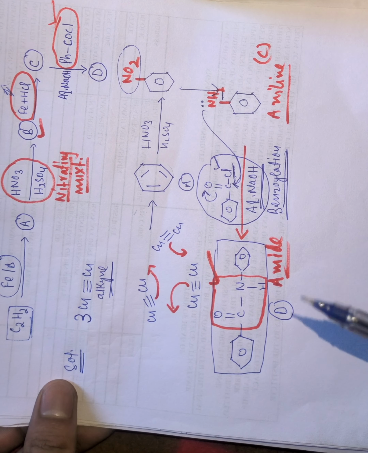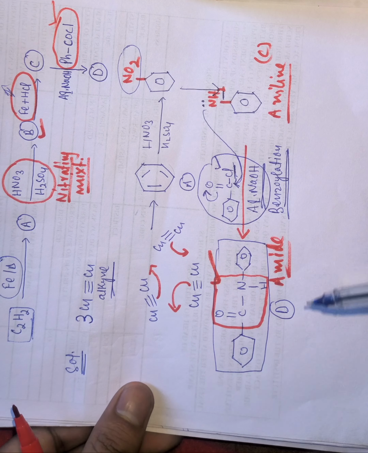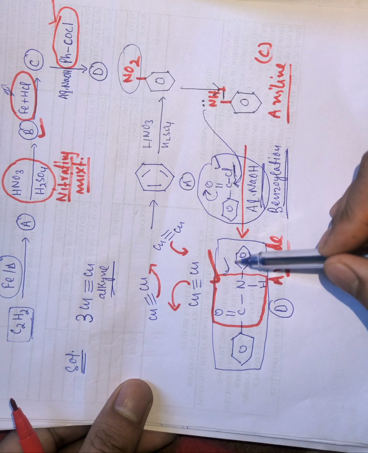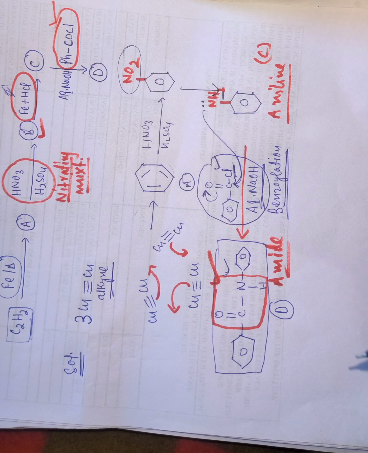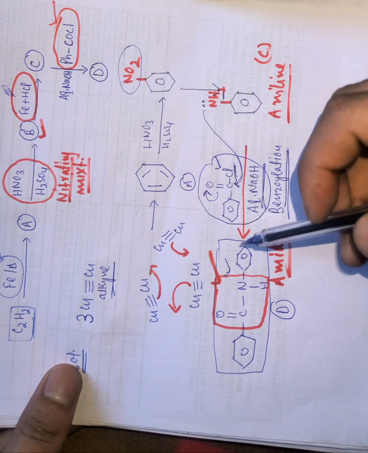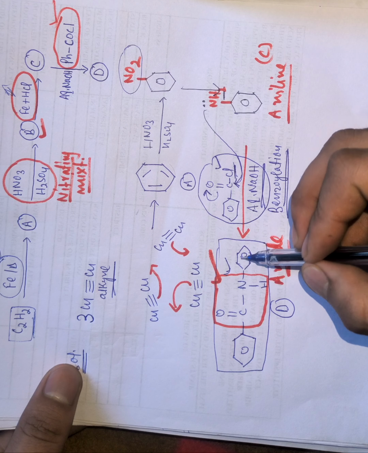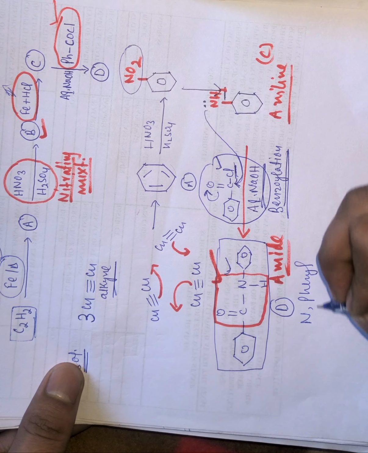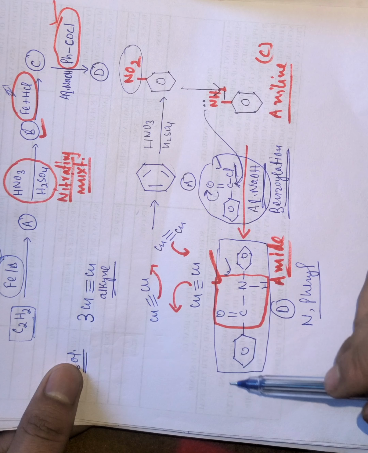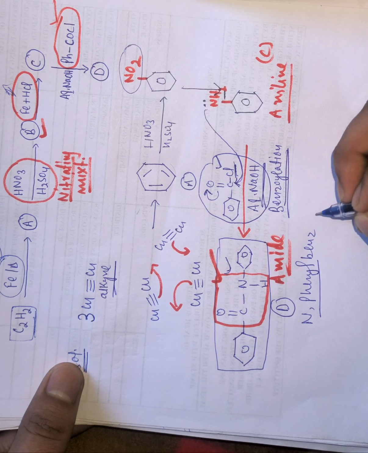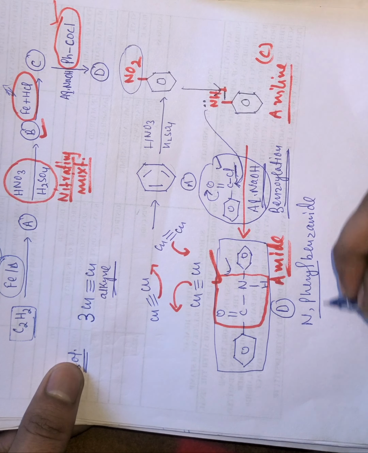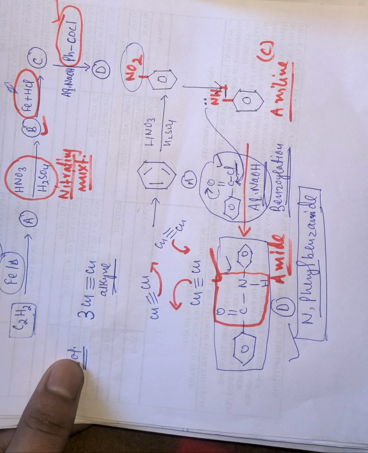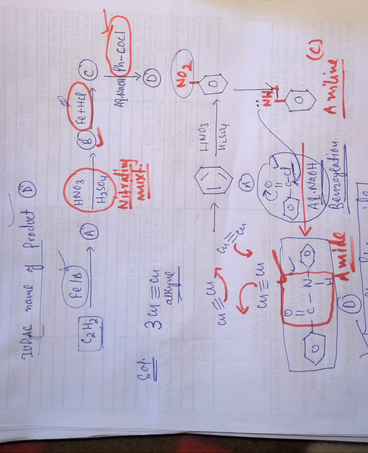Now how do we give the IUPAC nomenclature to this amide? We have to see what alkyl or aryl group is present on the nitrogen. On the nitrogen atom, a phenyl ring is present. So we can say N-phenyl, and this is benzamide. Remember this. This is N-phenyl benzamide. So the IUPAC name of this compound D will be N-phenyl benzamide.